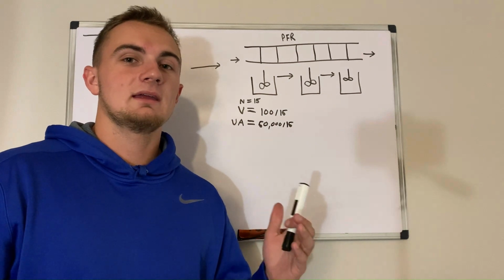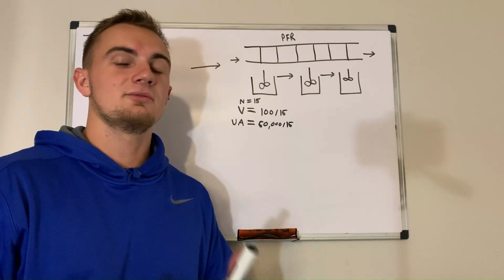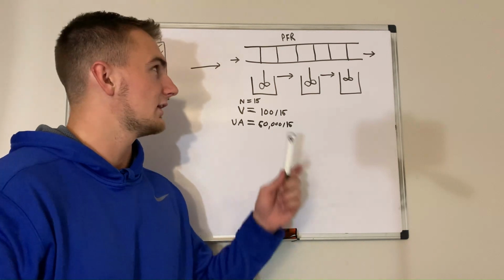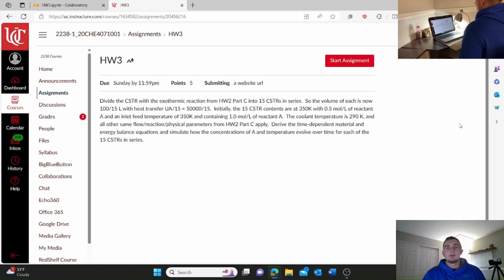Now let's go ahead and head into Python, and we can go ahead and start to simulate our concentration and temperature profiles of this plug flow reactor. Okay, so what I've gone ahead here and done is pulled up the problem that we are asked to solve, just to see that the initial parameters are just about the same as they were in homework 2 part C. So initially we have the plug flow reactor split into 15 continuously stirred reactors, and the contents across the board, across the entire reactor, are 350 Kelvin with 0.5 moles per liter of reactant A.